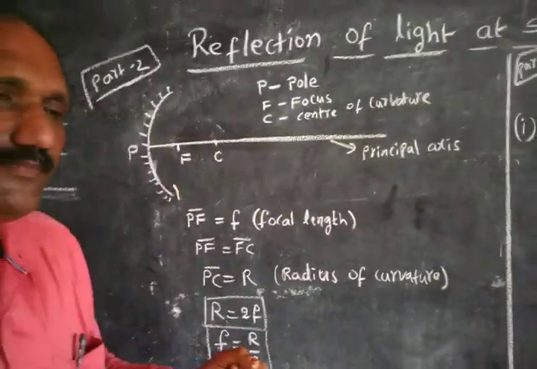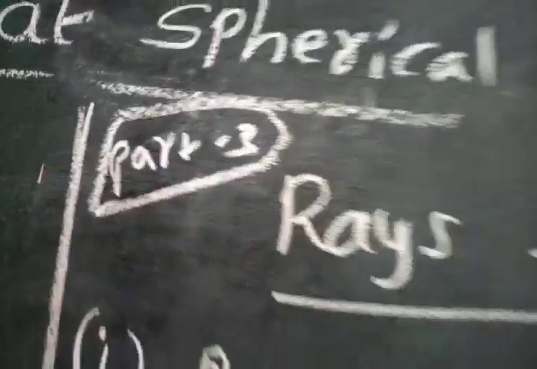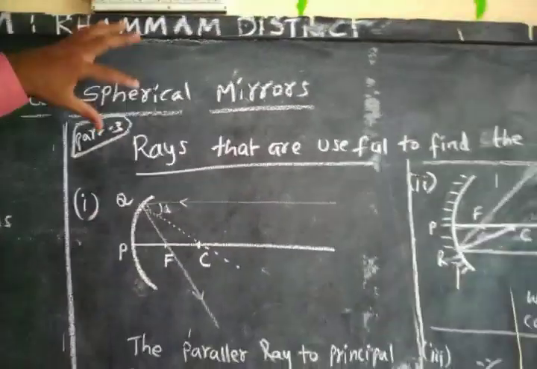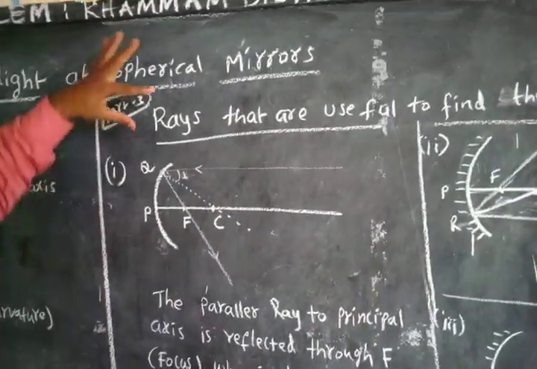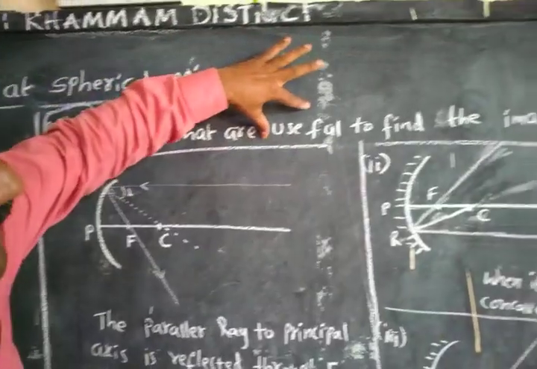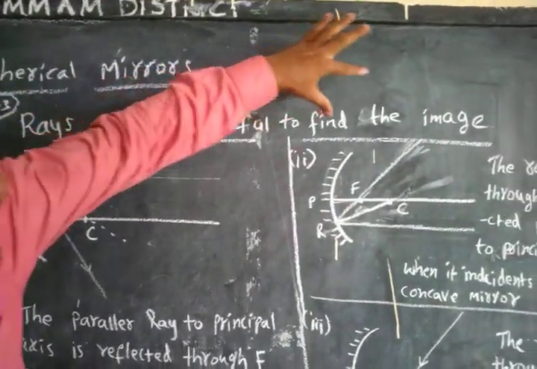Now coming to part 3 of this lesson, the rays that are useful to find the image.